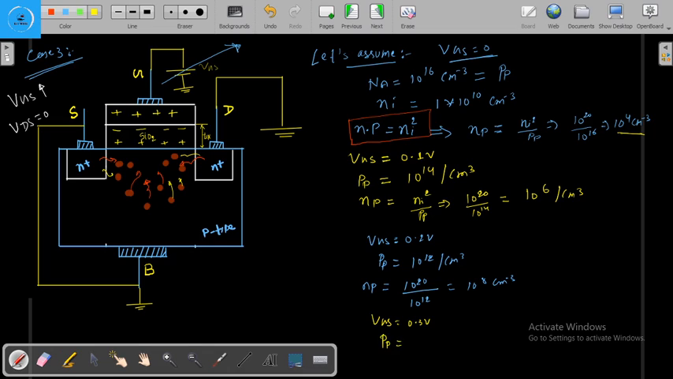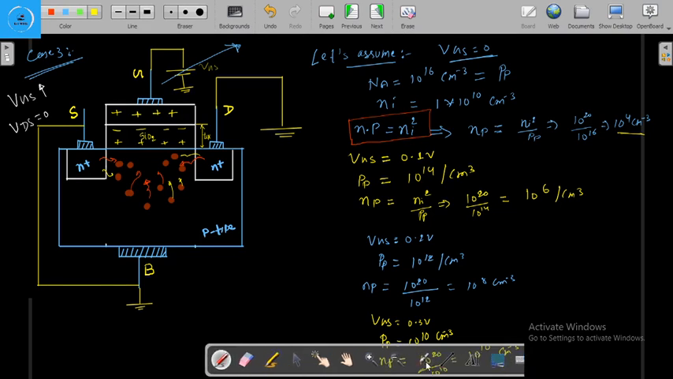Now let's see the concentration. Let's assume the concentration of the holes decreases to 10 to power 10 per centimeter cube. Now the concentration of the electrons near the silicon dioxide interface is 10 to power 20 divided by 10 to power 10, which will be equal to 10 to power 10 per centimeter cube.